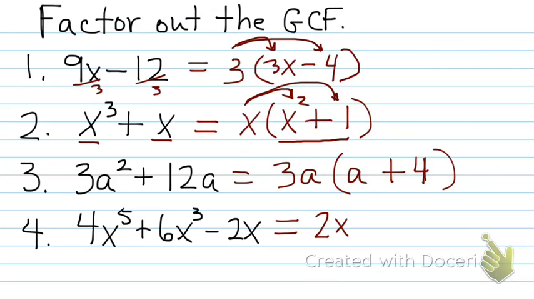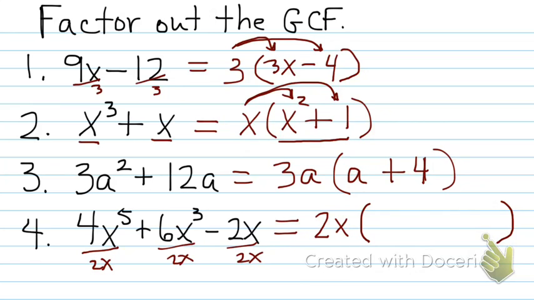The first term has 5 factors of x, the second term has 3, and the last term has 1. They all have at least one in common. This time we're going to have 3 terms inside the parentheses, since we have 3 terms to start with, and 2x times the first term should be 4x to the 5th power. Again, I can divide each of these by 2x to figure out what goes inside the parentheses here.